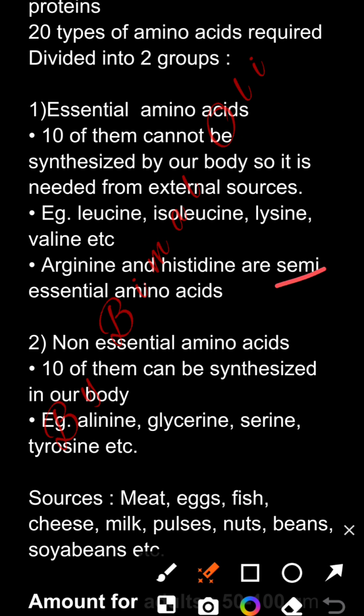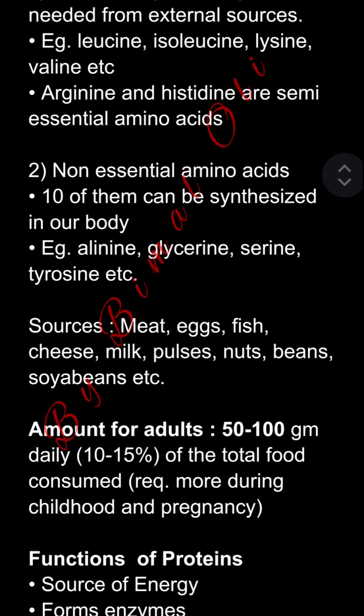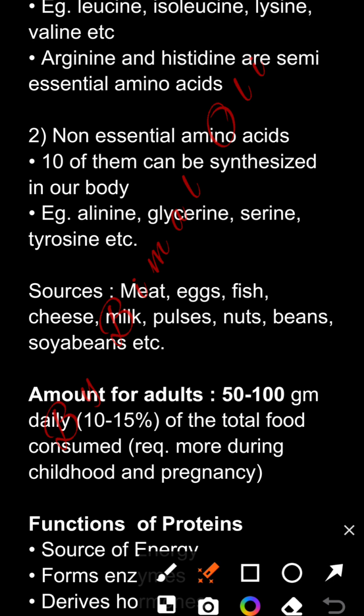Arginine and histidine are semi-essential amino acids because they are required only in the infant stage, not in the adult stage, so they are called semi-essential amino acids. Now similarly, non-essential amino acids: out of 20, 10 of them can be synthesized in our body. Examples of non-essential amino acids are alanine, glycine, serine, tyrosine, etc.